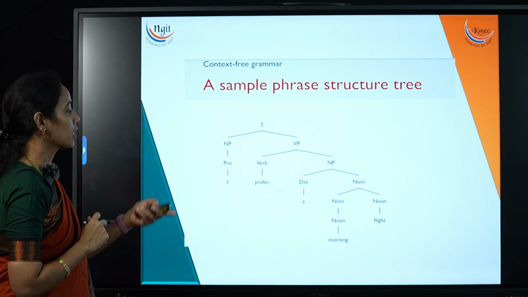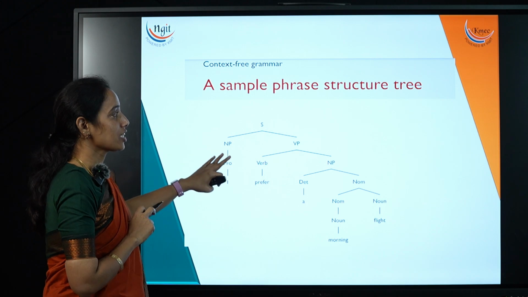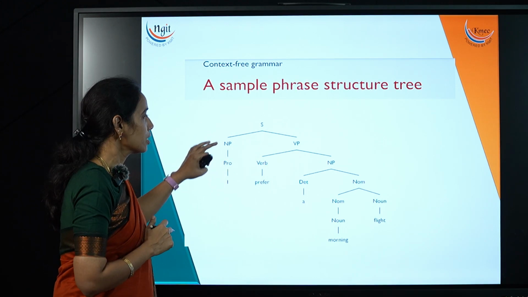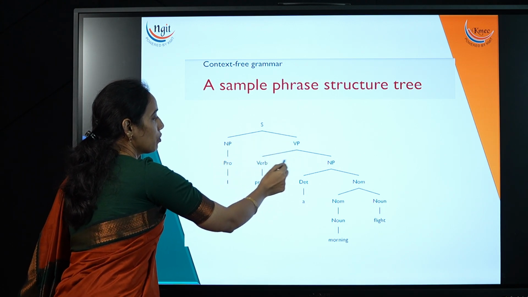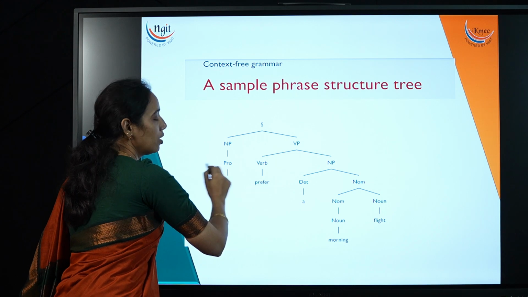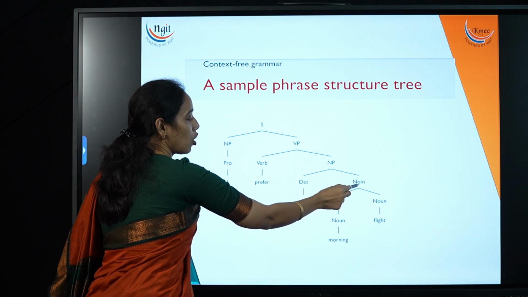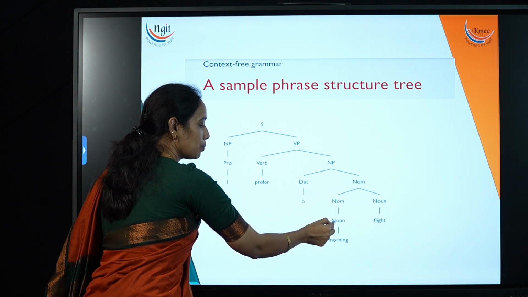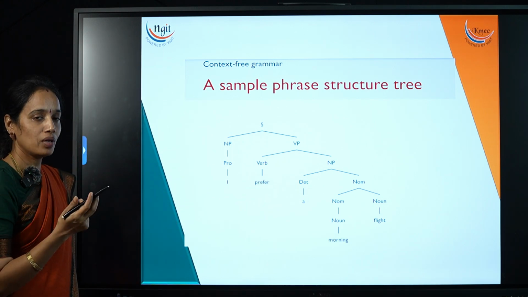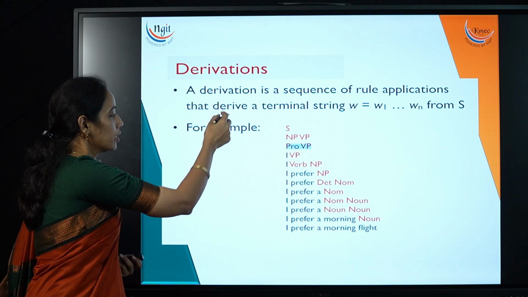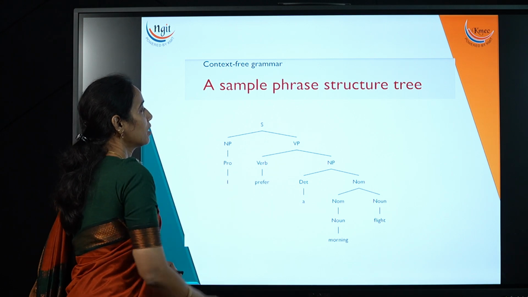And see here, the same thing, how we are going to have it, this is called a parse tree. So a sample phrase structure tree, or we can also call it a parse tree. So sentence, noun phrase, verb phrase, noun can be pronoun and verb can be verb and noun. Noun can be determiner and nominal, nominal can be noun, and noun will be flight. In this way, I prefer a morning flight. If you take an example, the way we are going to derive the sentence is this one, and the structure of the particular tree will be something like this.